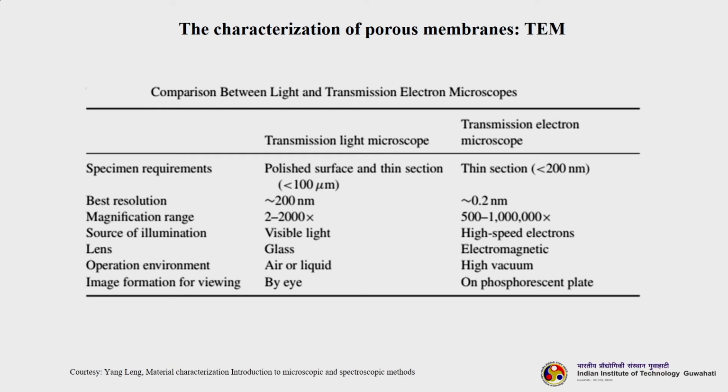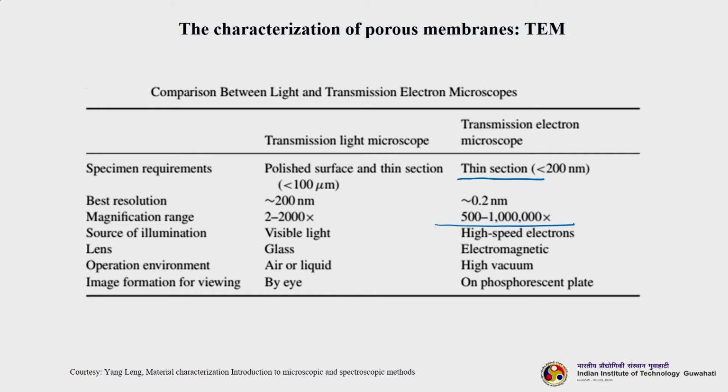Here it is telling us the difference between a transmission light microscope and a transmission electron microscope. The specimen required for TLM is a polished surface and a thin section less than 100 micron is fine. But for TEM it should be very thin, less than 200 nanometer. The best resolution is 200 nanometer for TLM, and for TEM it is 0.2 nanometer. Similarly, the magnification range is very high in case of TEM. The source of illumination is high speed electrons.